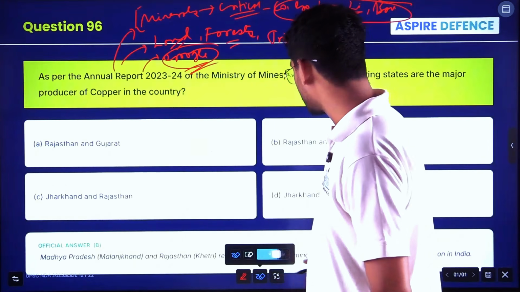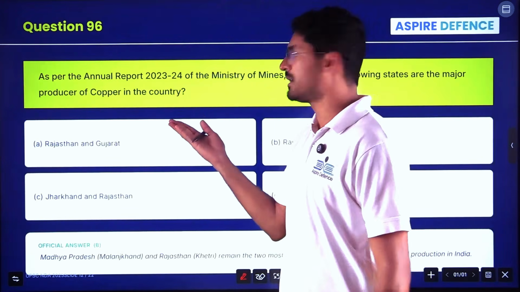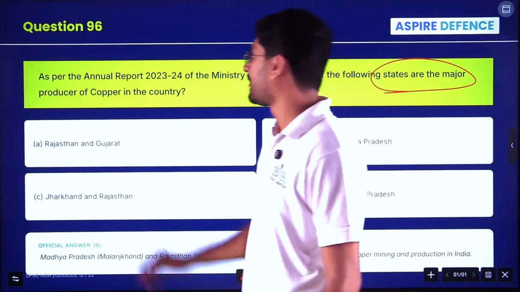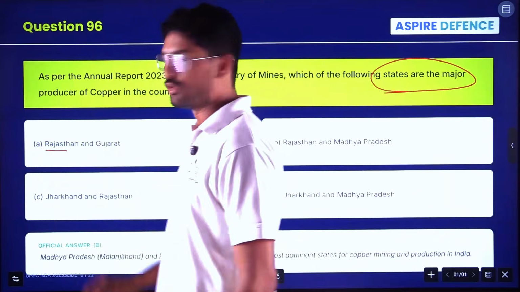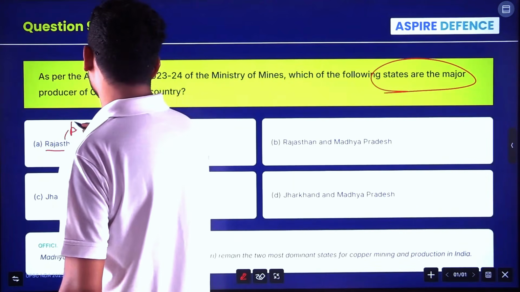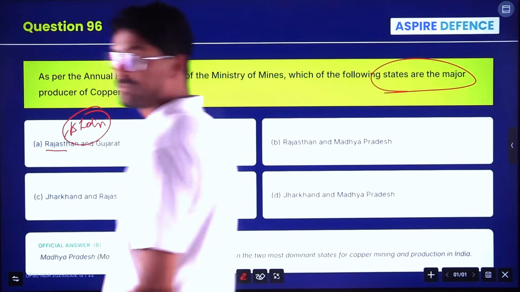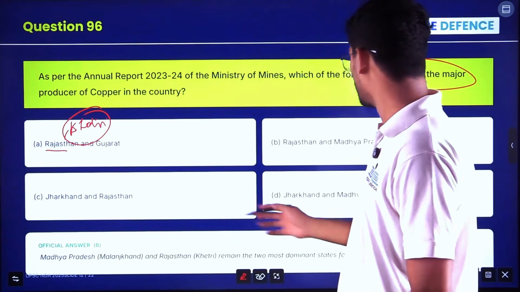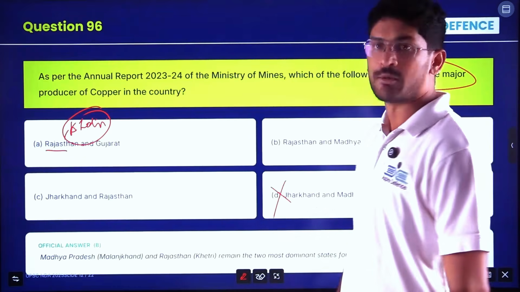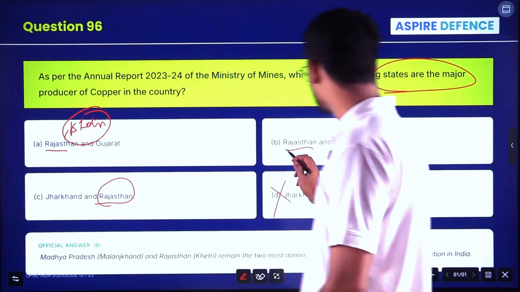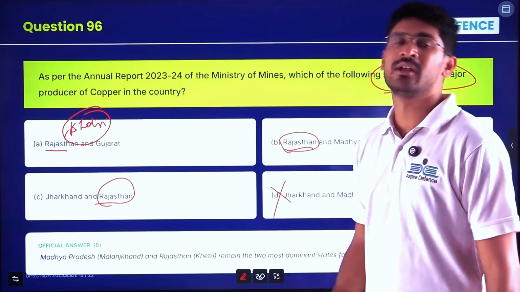Now, the question asked is copper, which are the important states that produce copper. Rajasthan, you know, the Khetri copper mine is a very famous mine, a British period mine. So if you know Rajasthan, you can eliminate option D. In the other three pairs, you have Rajasthan. So this is a tricky question if you don't know the other state.